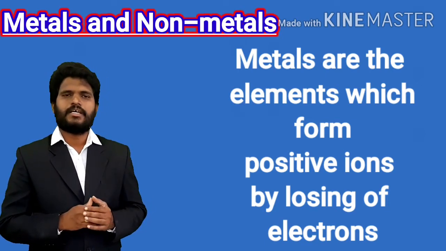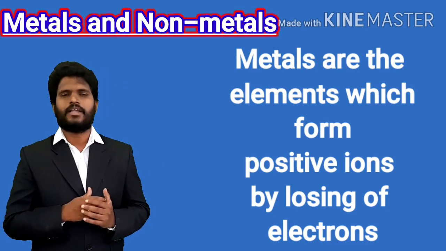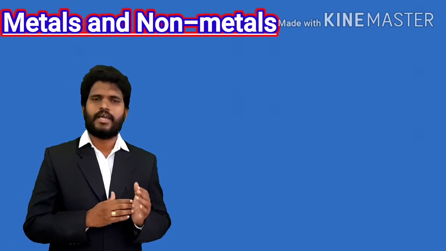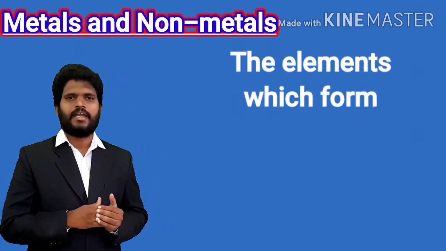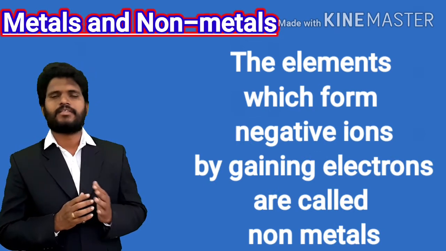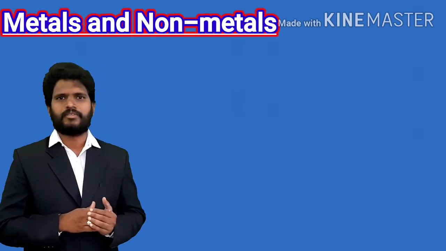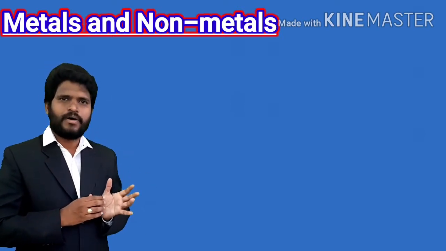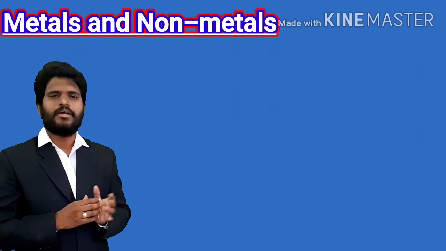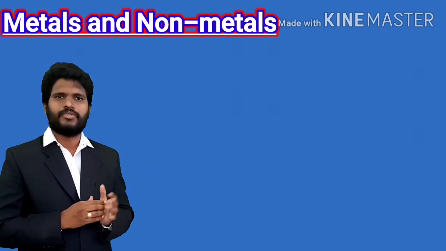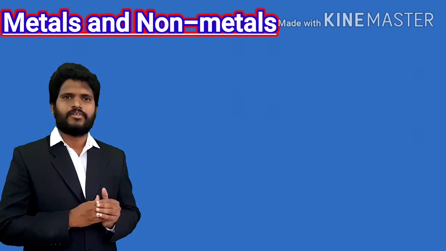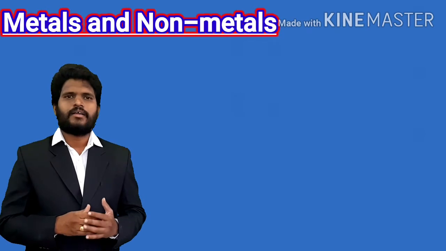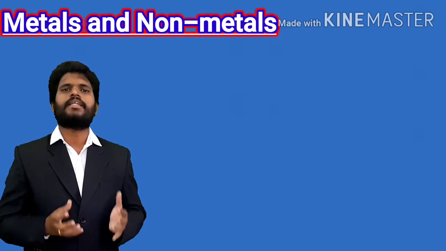Next, we discussed that electropositive ions are called metals, and electronegative ions are called non-metals. Electropositivity occurs on the atom due to the loss of electrons, and electronegativity occurs on the atom due to the gaining of electrons.